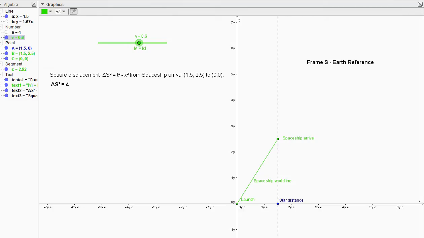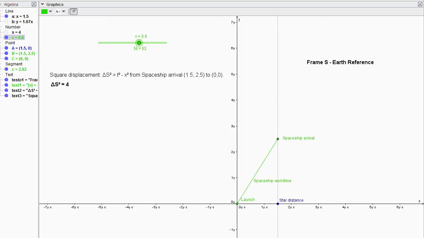To consider the direction of the movement and the time, space-time graphs can be used, in which the points represent events. This is the space-time in the S-reference of the Earth. This is the event of the launch of the spaceship, and this the event of the spaceship arrival to the star. And this is the spaceship world line. Varying the velocity of the spaceship, the arrival time varies.